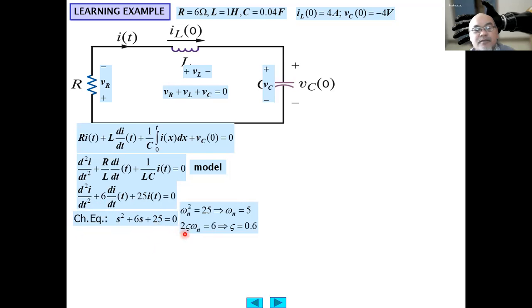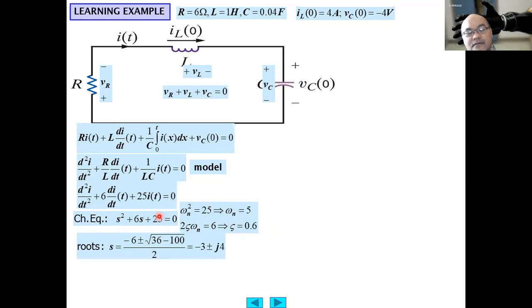From here, we obtain omega n squared to be 25, so omega n equals 5. 2 zeta omega n equals 6, so zeta omega n equals 3. Zeta equals 3 divided by 5, or 0.6.